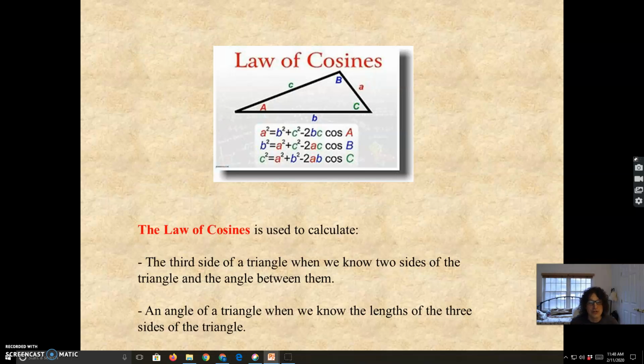Now, the law of cosines is used to calculate the following. It's used to calculate the third side of a triangle when we know two sides of the triangle and the angle between them, and it is also used to calculate the angle of a triangle when we know the lengths of the three sides of the triangle. And we're going to get into the equation of the law of cosines right now.